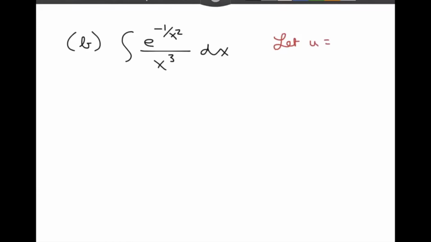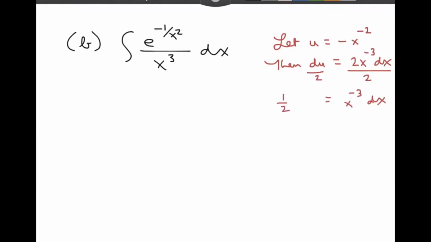Okay, so u is going to be negative 1 over x squared, which I am going to call negative x to the negative 2. By the power rule, the derivative of negative x to the negative 2 would be 2x to the negative 3. So with that x cubed in the denominator, we have the x to the negative 3. We don't have the 2, so let's divide that out. X to the negative 3 dx is going to get replaced with 1/2 du.